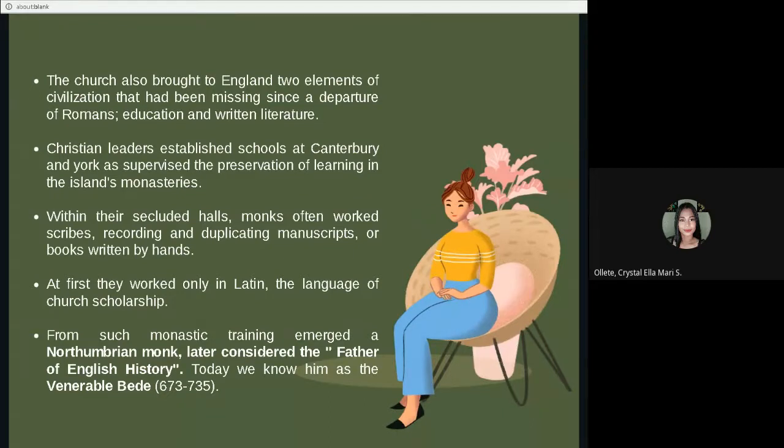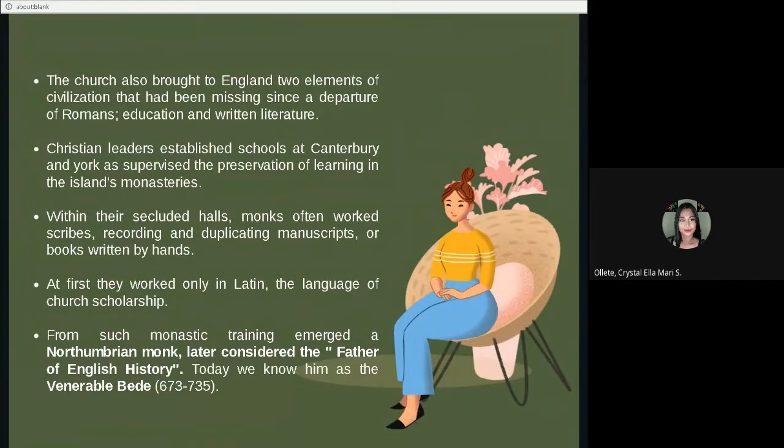Often several monks labored for years to complete a single manuscript. These volumes were elaborately painted and illuminated in gold and silver. From such monastic training emerged a Northumbrian monk, later considered the father of English history. Today we know him as Venerable Bede, 673 to 735.